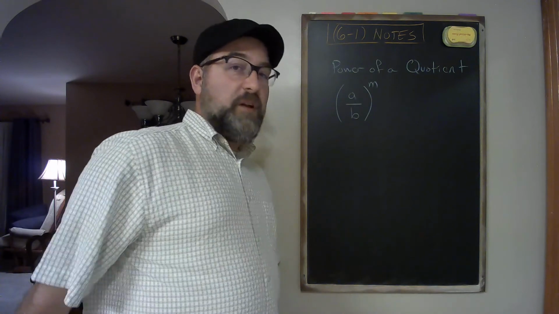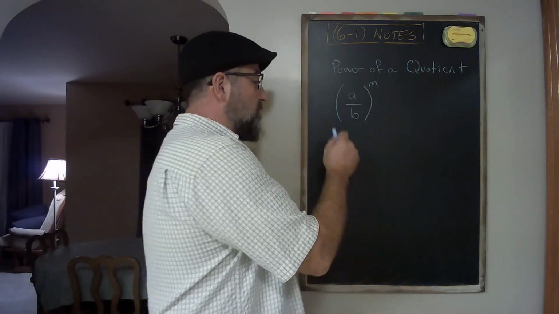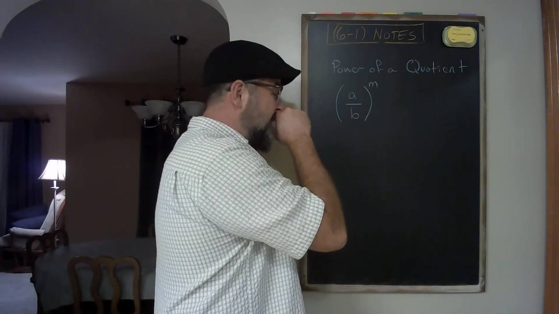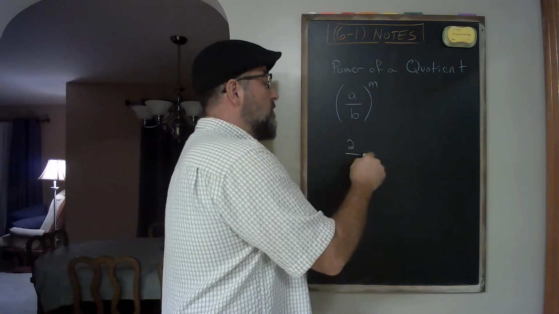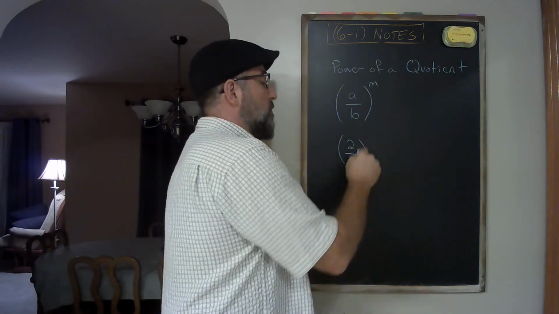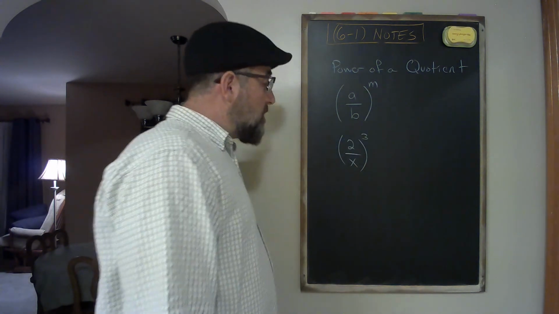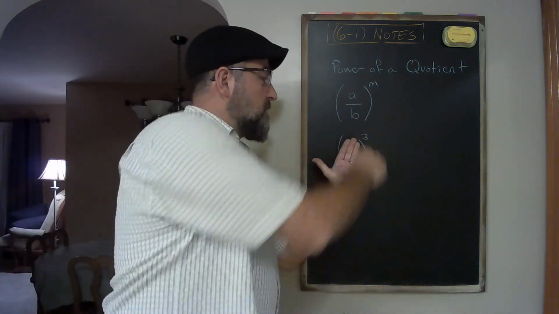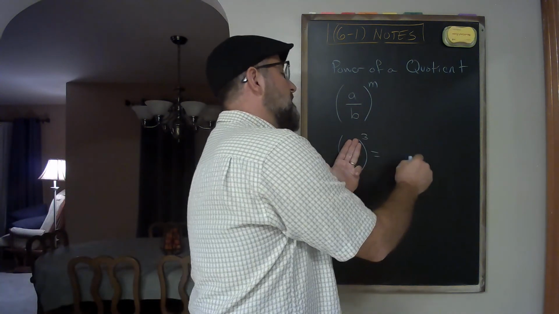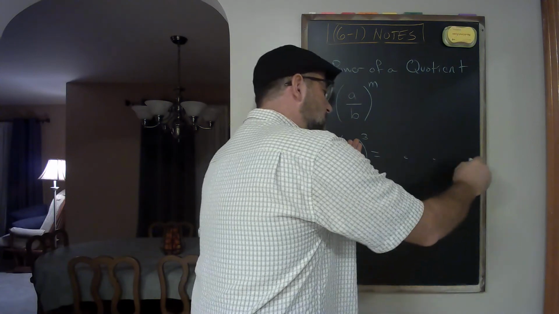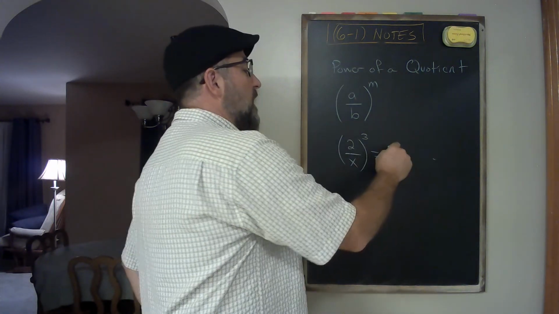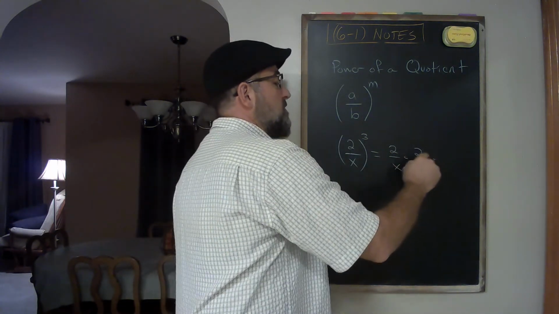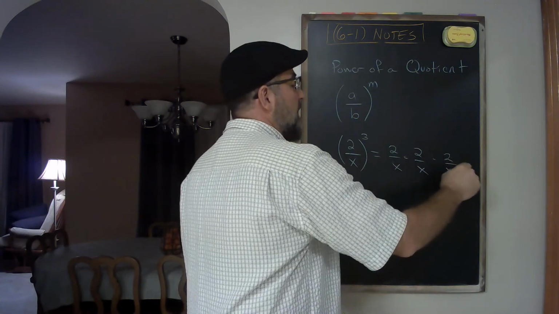Well, of course, I'm not going to tell you again, so let's not go through that. Let's just look at some example. Let's say we have something like 2 over x raised to the third. Well, if you have something raised to the third, you're going to see it times itself times itself. So what do we have? We have 2 over x times 2 over x times 2 over x.